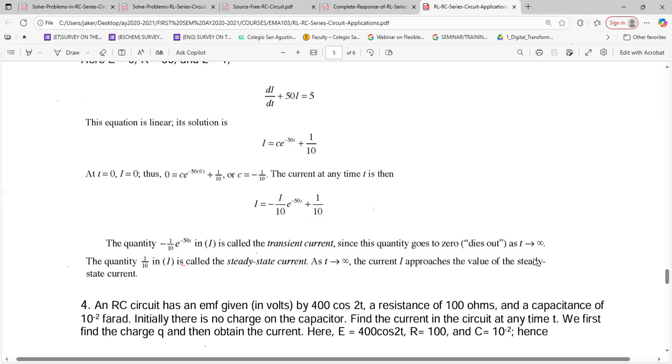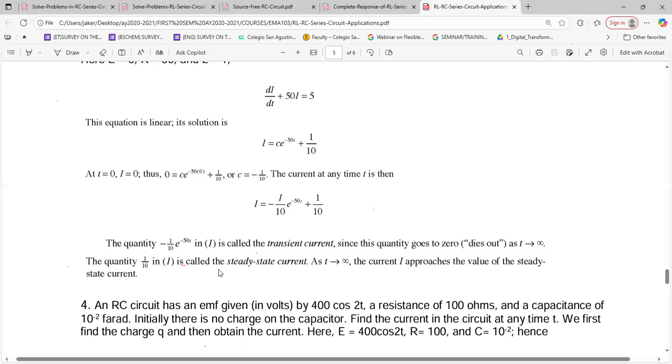Or after a very long time, this term, which represents your transient current, will be equal to 0. Because if you substitute infinity here for the time, that would be e raised to negative infinity, which is 0. So your transient current is the expression in the formula of the current for your RL circuit which will die out, or become 0, as t approaches infinity.